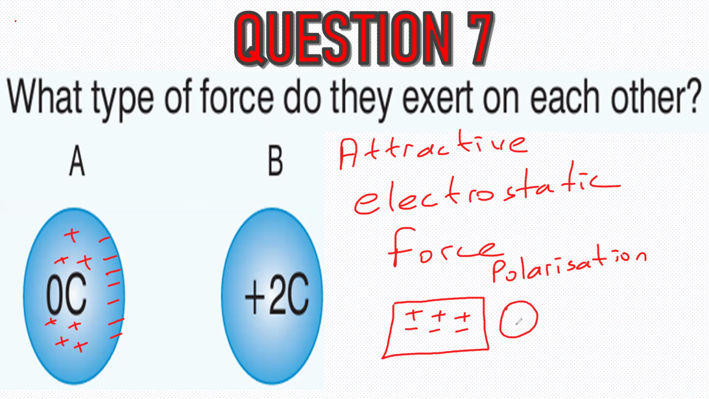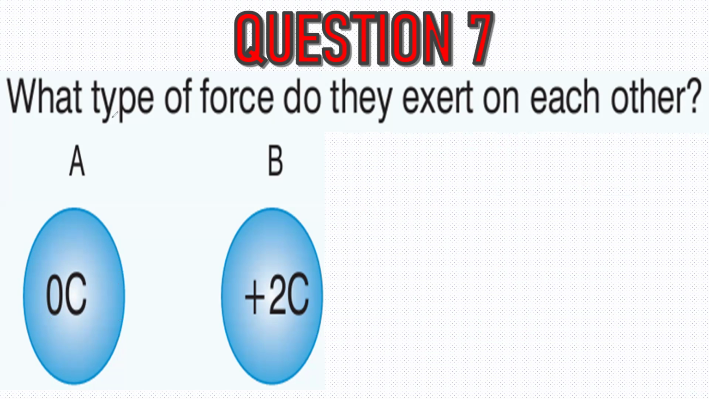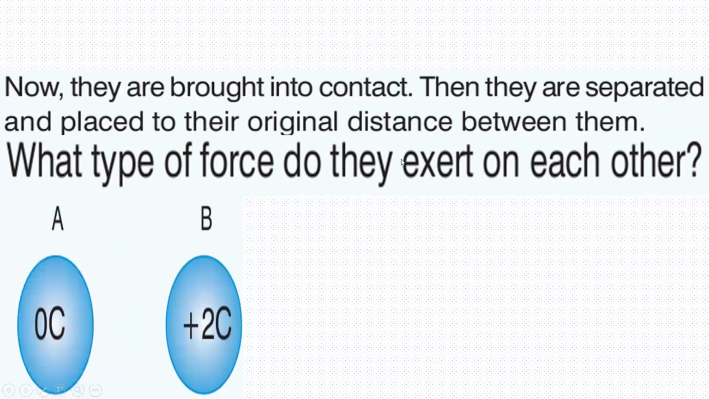If one object with a charge, let's say positive, is coming closer, all electrons come to this side, and protons are just left behind. So protons, protons, protons, electrons coming this side. And then finally they attract each other. If they ask you the reason why a charged object and a neutral object attract each other, it is because of polarization. All right, let's continue with the next question.